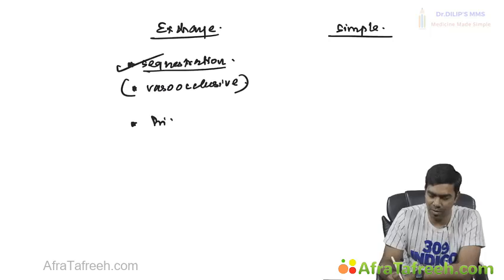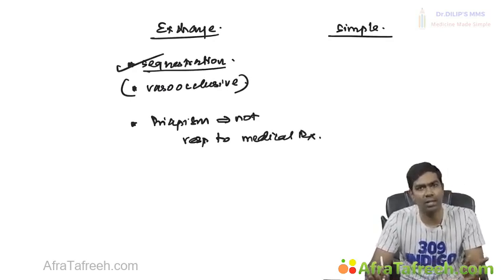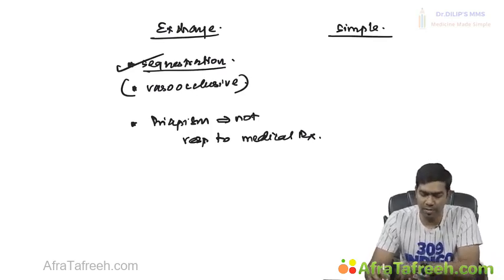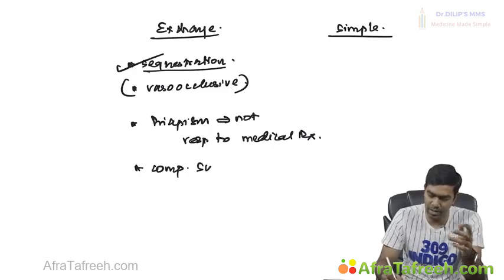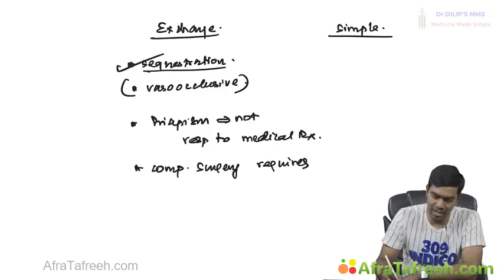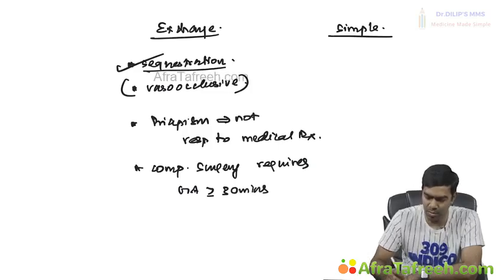And the next thing where you can use it is in priapism, priapism that is not responding to medical treatment. Initially, a lot of medical therapies are used for priapism, which we'll discuss in the endocrinology chapter if possible. But for priapism that is not responding to medical management, definitely you have to give exchange transfusion in this patient. So these are some of the indications. And the third indication: any patient with complicated surgery that requires general anesthesia for more than 30 minutes. This is also very important and is asked in exams.